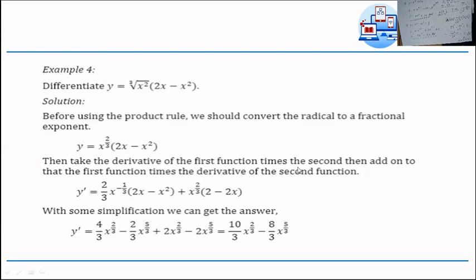So we're going to use the formula for the product rule. So ang formula natin sa product rule, we have v du plus u dv. So this one represents your u, this one represents your v. So formula, we have v du, no?